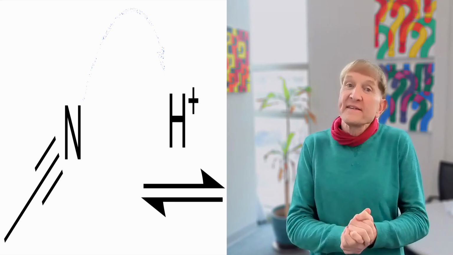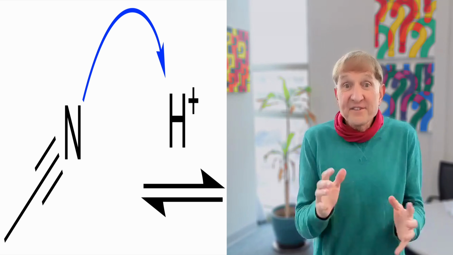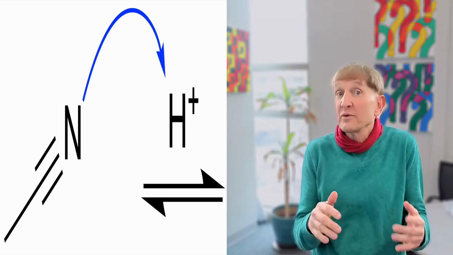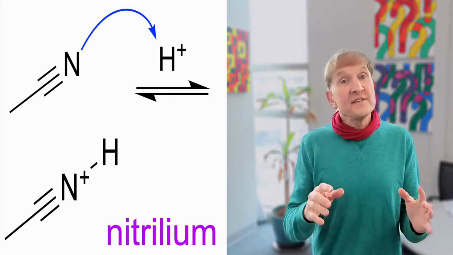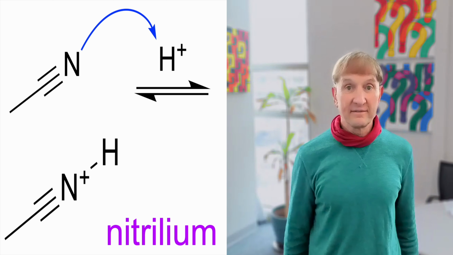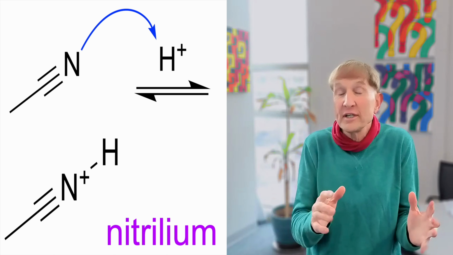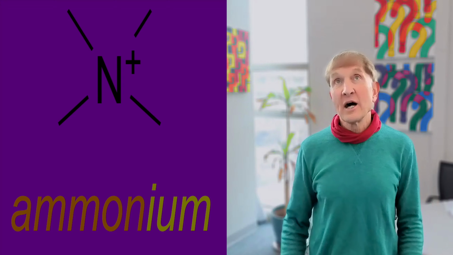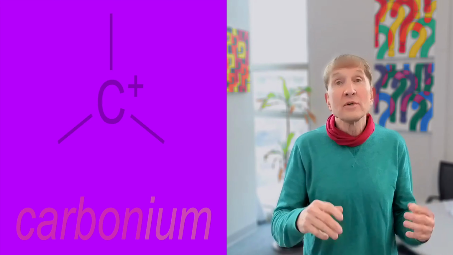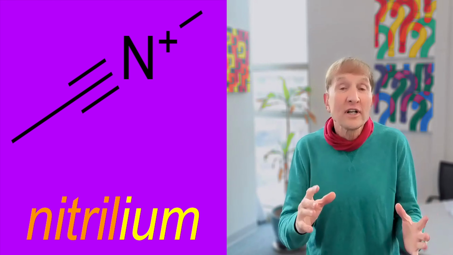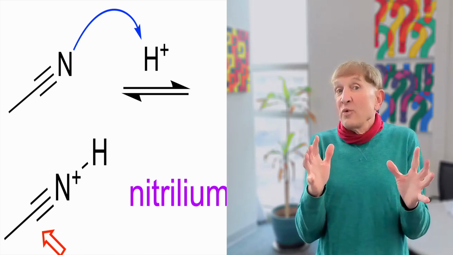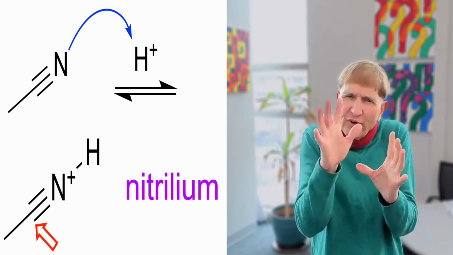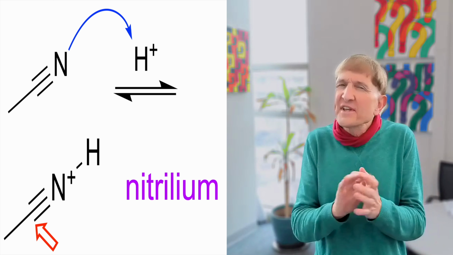Where is the most basic site on a nitrile? It's the nitrogen, and that's where we'll protonate. And if we want to give the product a name, it's a nitrilium ion, or simply a nitrilium. The -ium stands for positive. Ammonium, phosphonium, carbonium, nitrilium. They're all positive. Now, when we add a nucleophile, we can't add it on the nitrogen because we've already got 4 bonds there. It just doesn't fit.